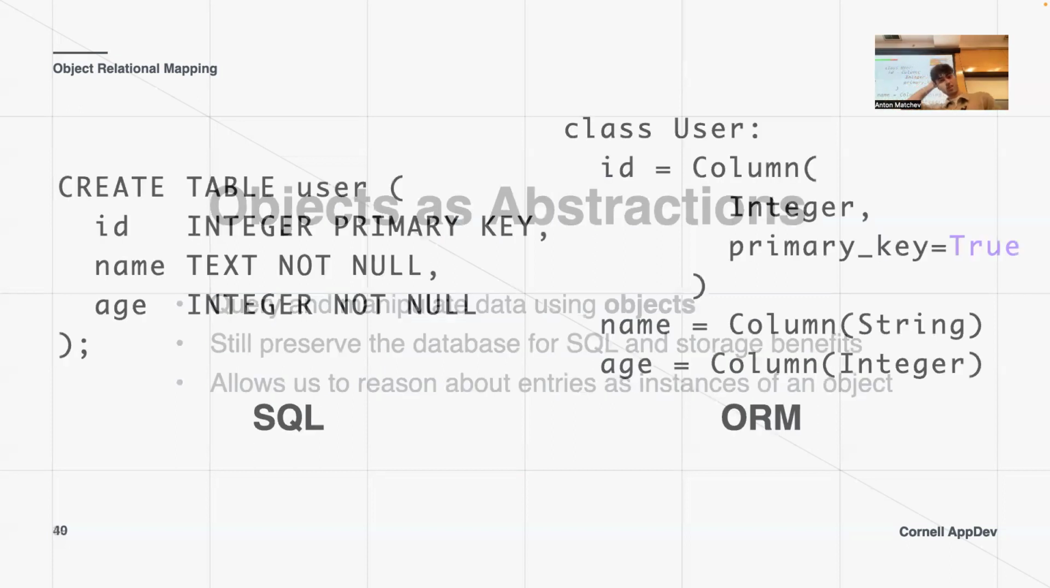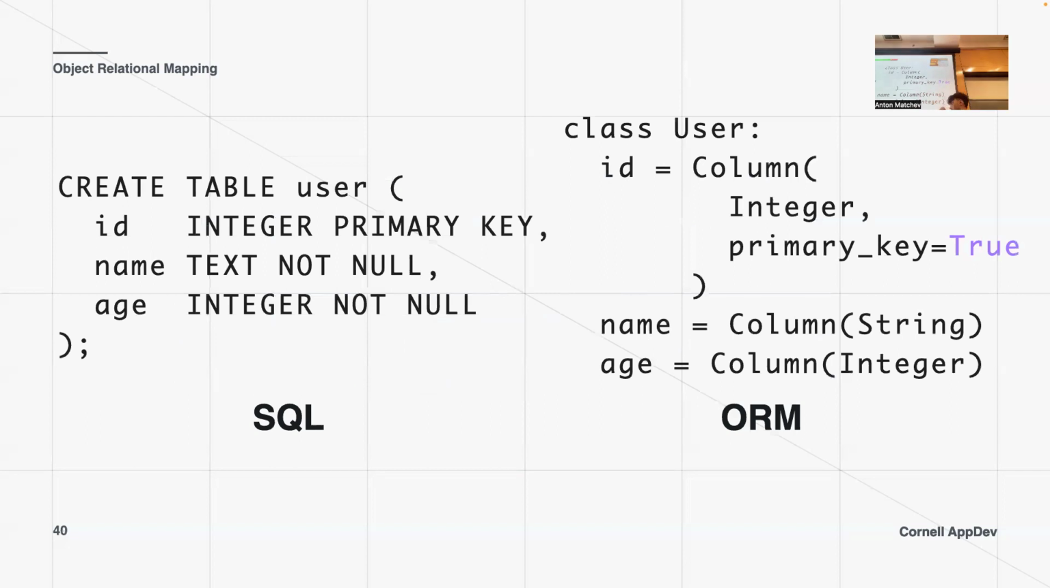So we can compare the two. On the left, we have the actual SQL. We're creating a table with id, integer primary key, name, text not null, and age, integer. That part should be pretty familiar to you guys. This is just creating a basic user table.